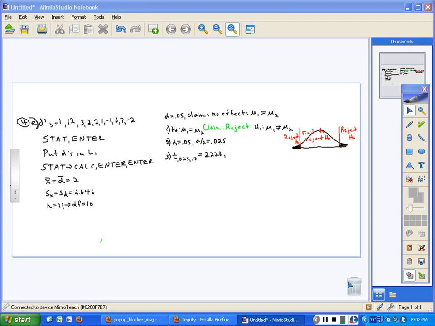And so the critical value is plus or minus 2.228. So we get 2.228 over here and negative 2.228 over here. And so the sentence could be: reject H0 if T is less than negative 2.228 or if T is greater than positive 2.228. Step 4, the test statistic.